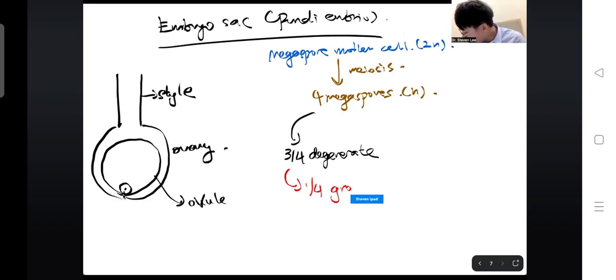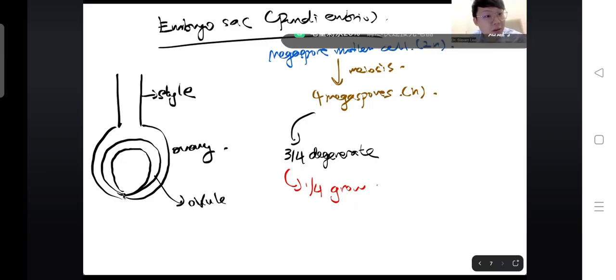they will start to grow. So when they grow, they become like this. So this is the megaspore. No, it's not an egg cell. Megaspore.